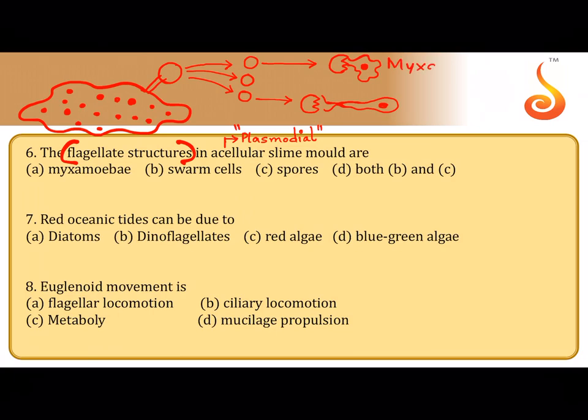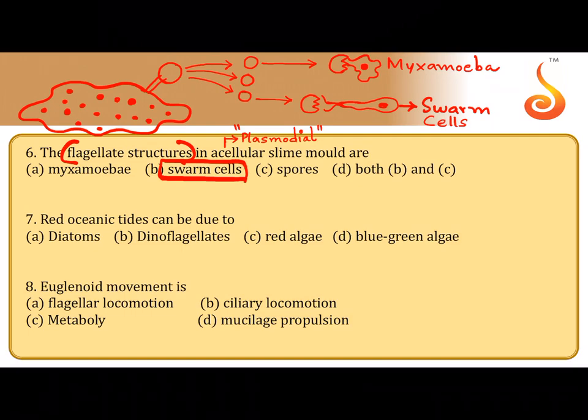These are referred to as myxamoebae, or simply myxamoeba, singular, and these are referred to as the swarm cells. Did you understand what I'm saying? So swarm cells are the answer to this question, because they are not talking about these amoeboid cells, they are talking about these flagellated cells.